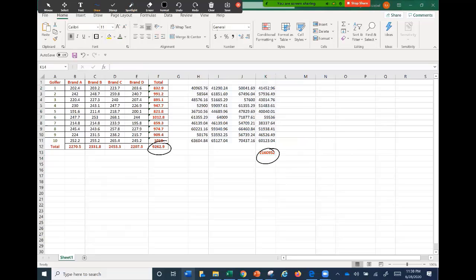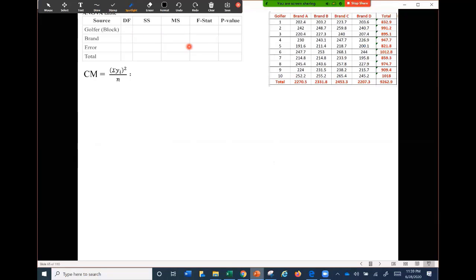In the same way, we're going to use this sum of each column and the sum of each row in our formula. Let's return. But we did it already. That is all the information that we need. That is the table that we need to complete.